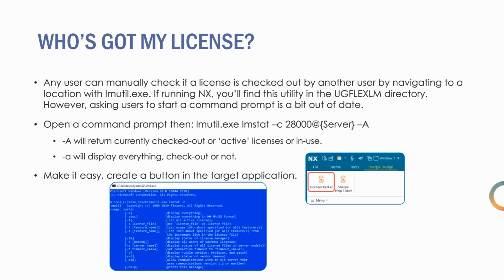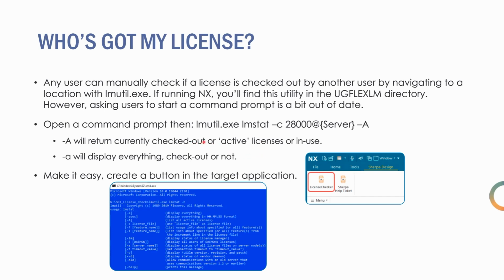So anyone who's running NX, if they navigate into their NX install directory, they're going to find a UG FlexLM directory. From there, you can run lmutil lmstat and query the license server. Okay, with the keys here of, I want to look at the license file. I need to point to the license server, and with a capital A, I'm looking at active or checked out licenses. A little bit easier to read. But in the end, this report that comes back in a command line really isn't that user-friendly.